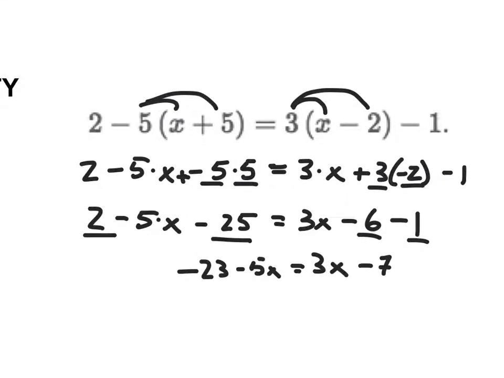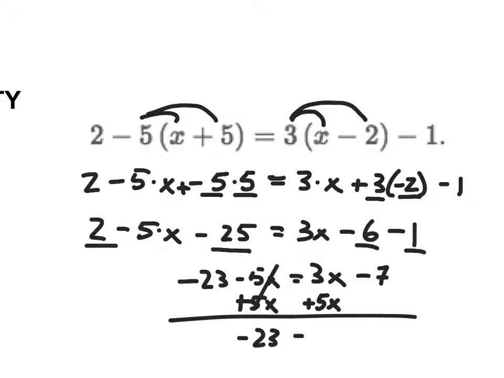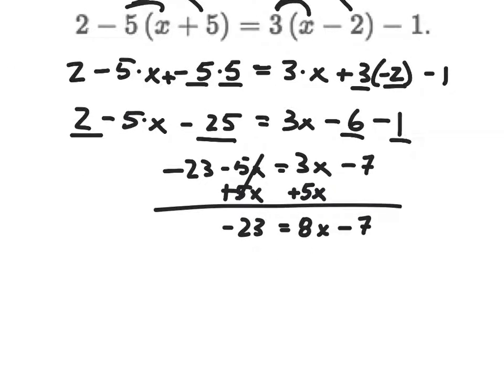I'm going to go ahead and add 5x to both sides. Okay, add 5x, add 5x. So negative 5x plus 5x adds to 0. And we get negative 23 is equal to 8x minus 7. Now I want to add 7 to the other side. That's going to give me plus 7, plus 7.